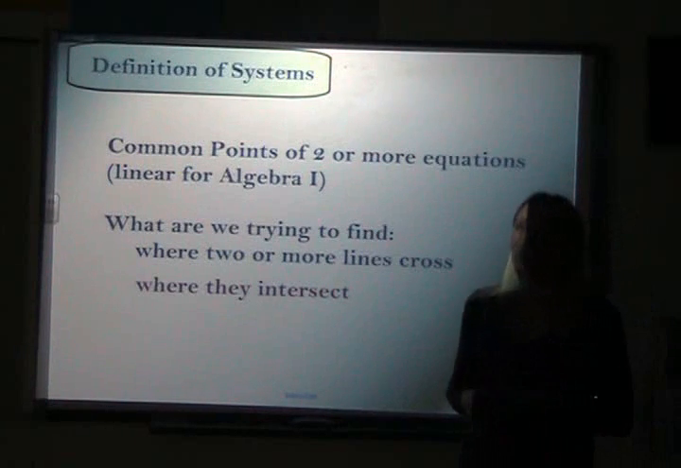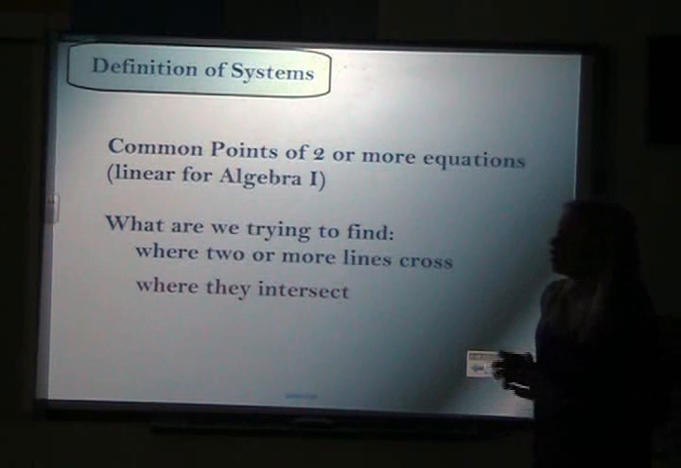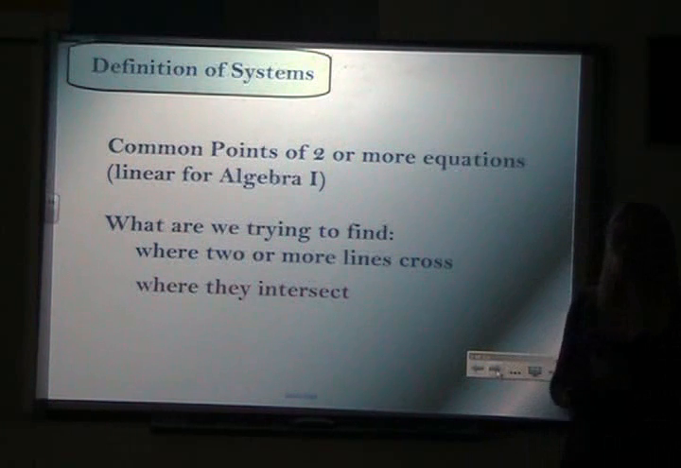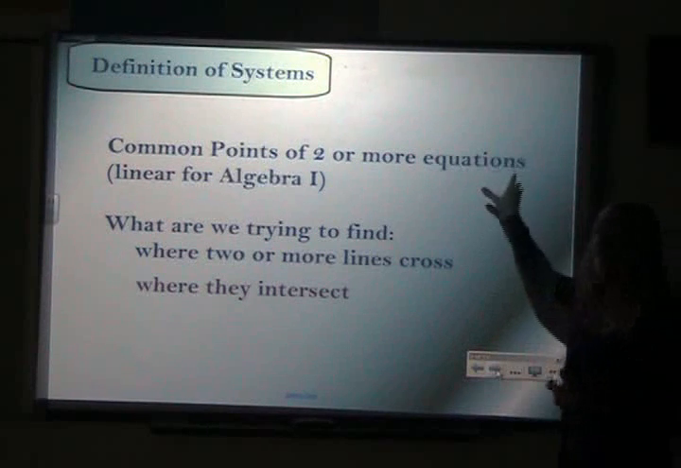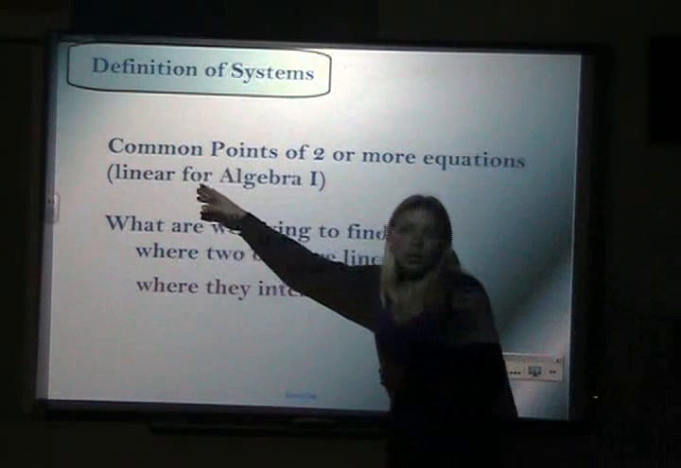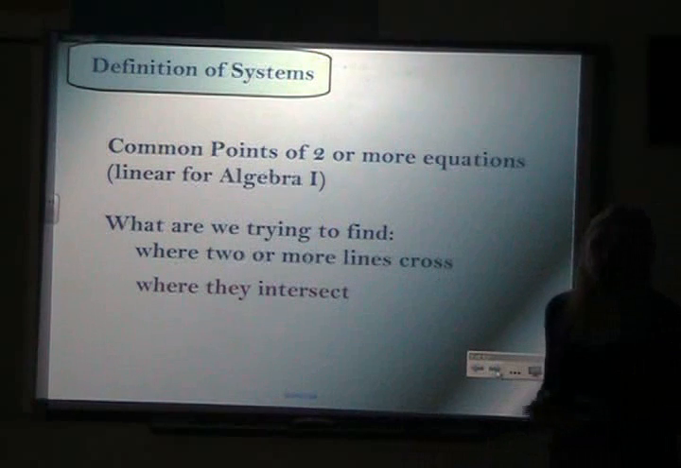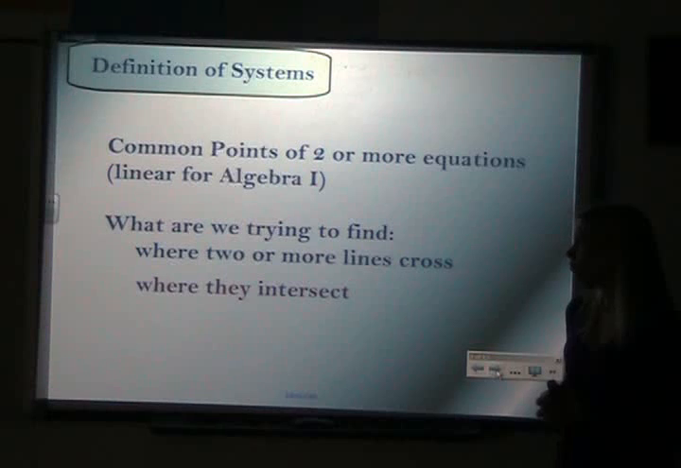So the definition of a system of equations. A system of equations is two or more equations together. In Algebra I, we're only going to be looking at linear equations. As you move on to other math classes, you'll be looking at other types as well.